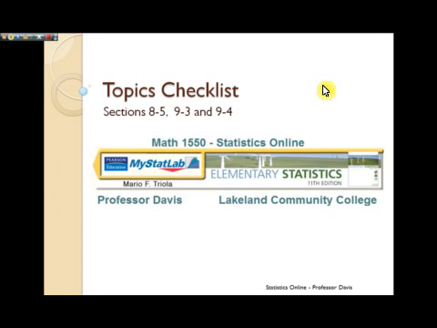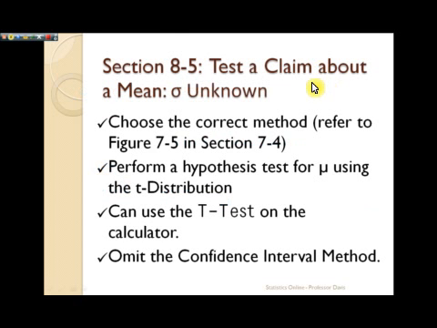You can think of this group of sections as somewhat of a transition, moving on with more of our hypothesis testing. Let's take a look and see what's in here. First, in section 8.5, we want to talk about doing a hypothesis test for the mean mu when the population standard deviation is not known.